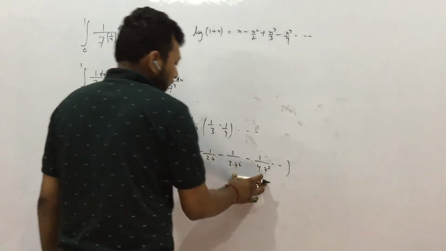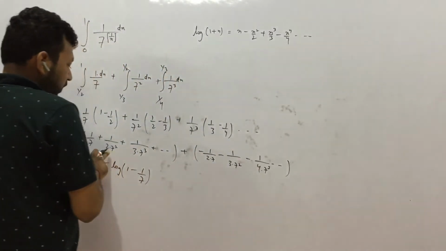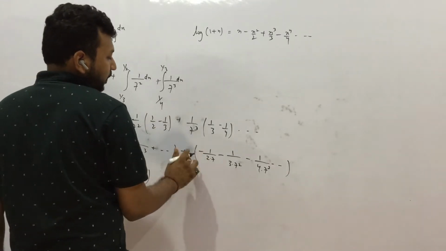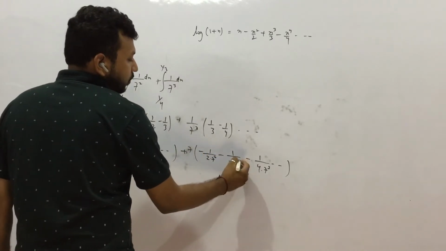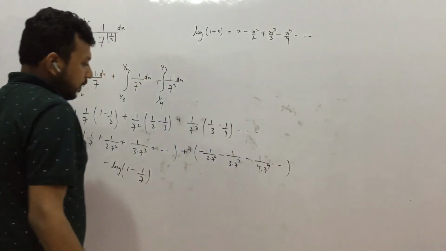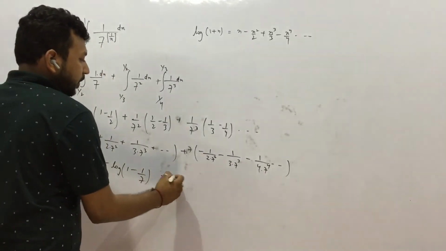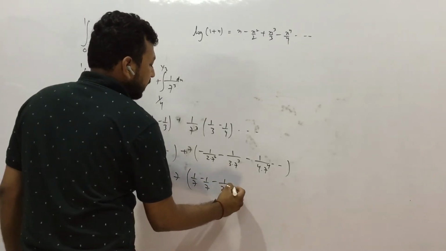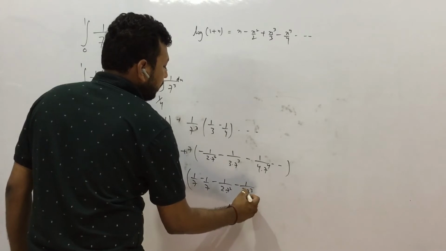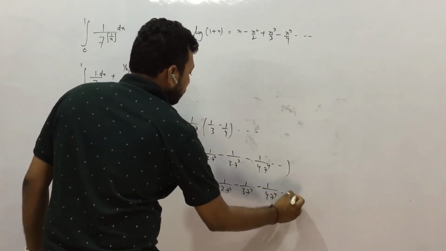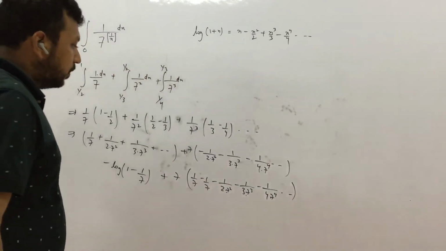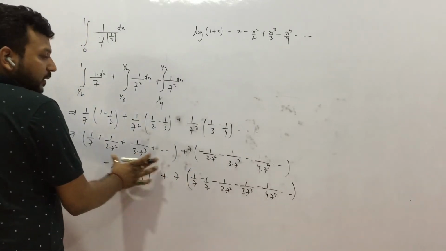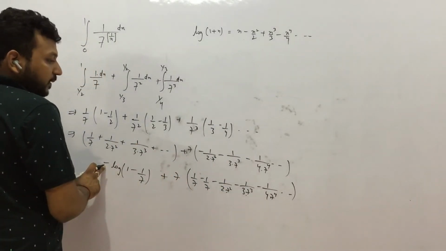Similarly, here we need 7 square, not 7. So first of all, multiply and divide by 7, so 7 into 1 by 7. All the terms will flip. Now we need to add and subtract this term. It will be plus 7 times 1 by 7, minus 1 by 7, then minus 1 by 2, 7 square, minus 1 by 3, 7 cube, minus 1 by 4, 7 to the power 4, and so on. So all these terms are the negative ones, just this thing in a negative way. That means the minus sign will not come.